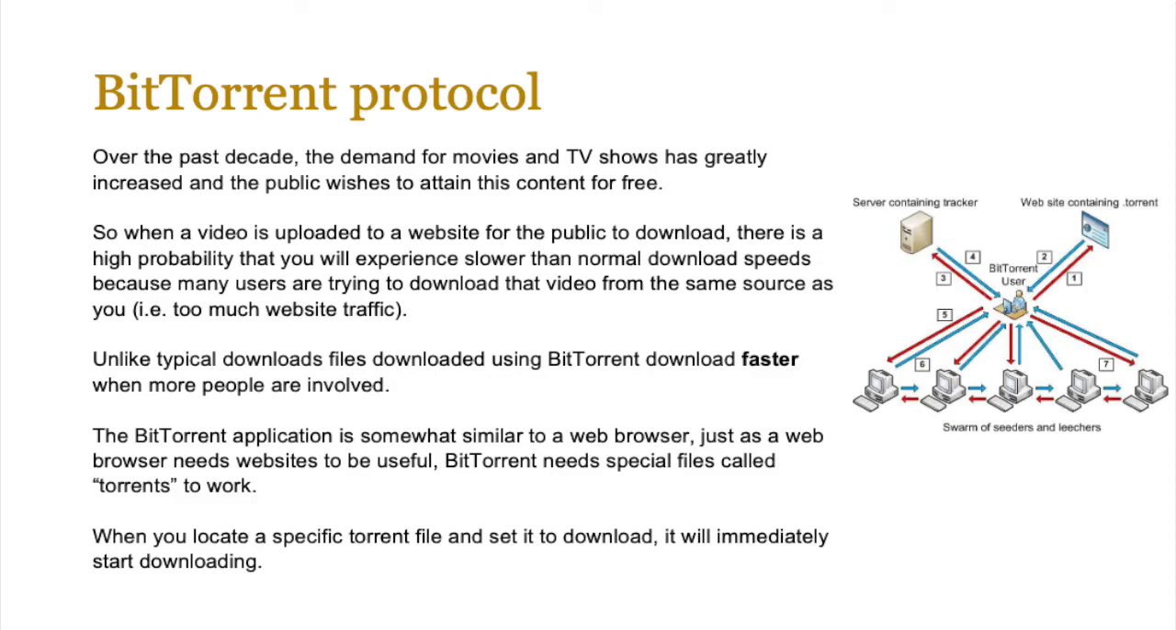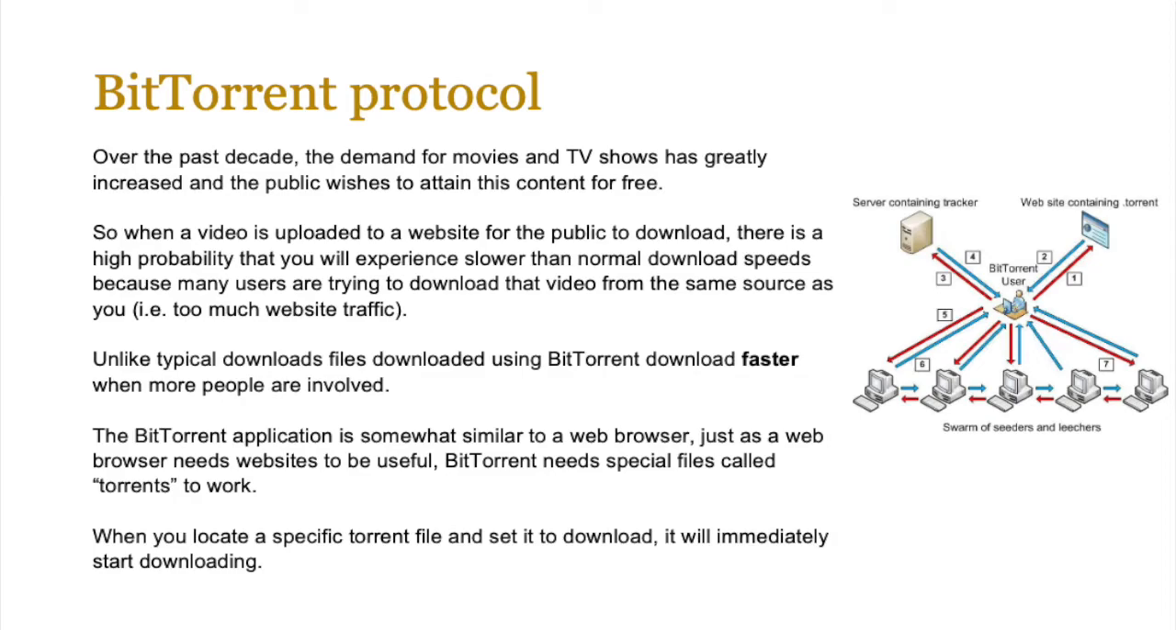So instead of sharing everything network related, which obviously can cause a lot of issues with bandwidth and collisions, we only share files. And this allows multiple peers or multiple computers to act as web servers. So instead of getting your data from one web server, suddenly you're getting it from 1,000 web servers, and that speeds things up. So the BitTorrent application acts similar to a web browser. And just as a web browser needs websites to be useful, BitTorrent needs special files called torrent files.